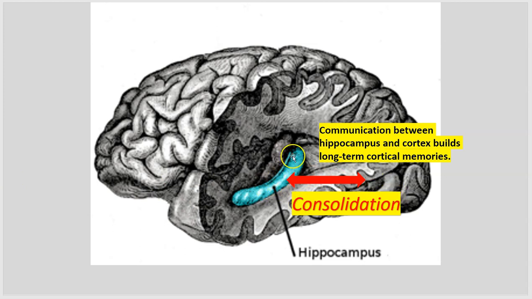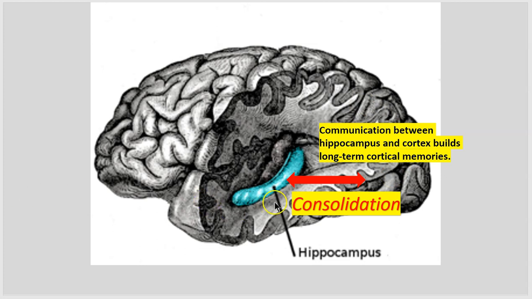So we're converting newly learned information into long-term memories stored in the cortex, but we need a functioning hippocampus for that to happen. Sometimes this is called system consolidation because we're talking about different brain areas working together. Or sometimes it's called memory consolidation. But the idea is this process is creating long-term memories in cortical brain areas.